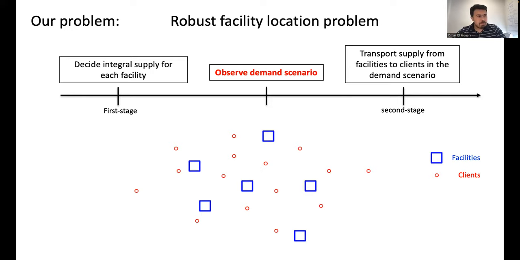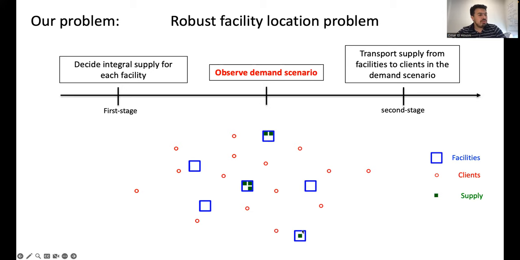For simplicity, let's assume that each client needs one unit of inventory. And let's think about a demand scenario coming from a budget of uncertainty. Which means you have this universe of clients, but there are only K clients that will need to be satisfied, and we need to optimize over the worst case scenario. So to illustrate that, suppose my first stage decision, my supply decision, is given by this green square, which means I put two units of inventory in this facility here, three units of inventory here, and then one unit of inventory at the bottom.